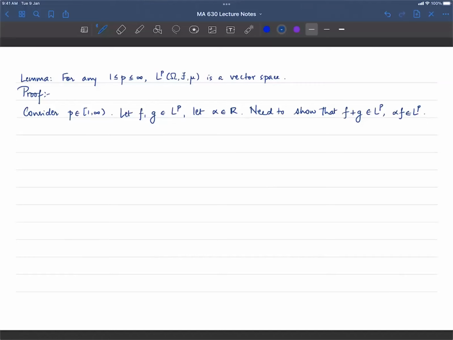All right, so now let's check that f plus g is in LP. To show f plus g is in LP, we have to show that the integral of absolute value of f plus g to the p is finite. Remember, I said that I'm looking at p in [1, infinity) and I'm leaving the case p equals infinity as a do-it-yourself exercise. Okay?